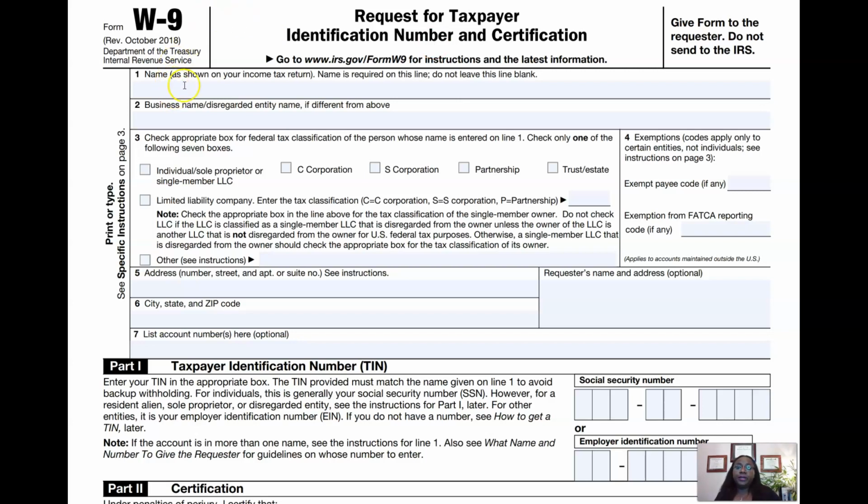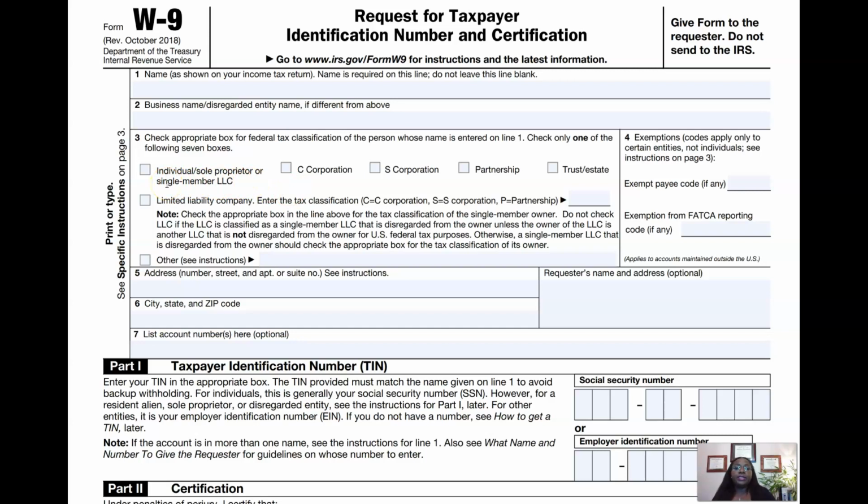Basically they will fill out their name. The business depends on how they are operating. If they're a contractor, freelancer, or non-employee, they're probably operating as a sole proprietor, which basically means they're operating their business in their own name, okay? And if they have a business set up, then they will put that information there. Number 2 says check the appropriate box for federal tax classification of the person whose name is entered on line 1.